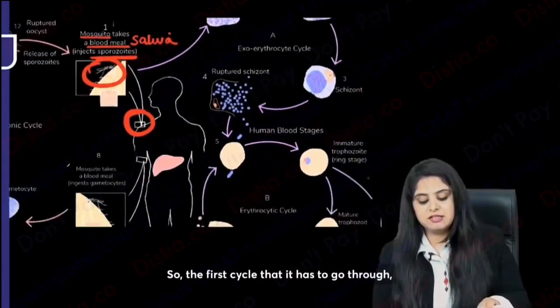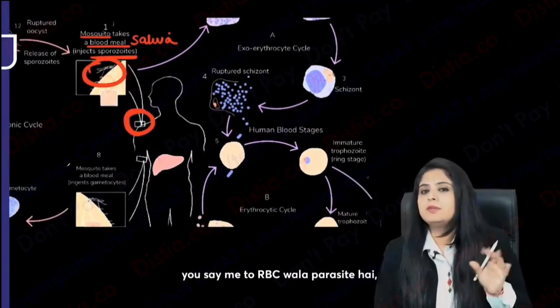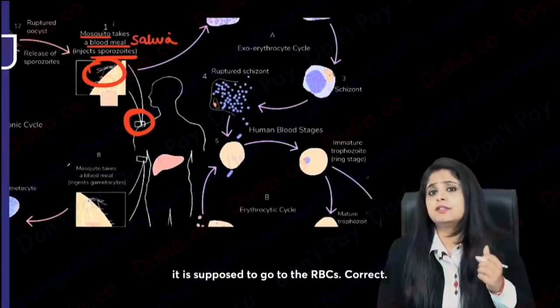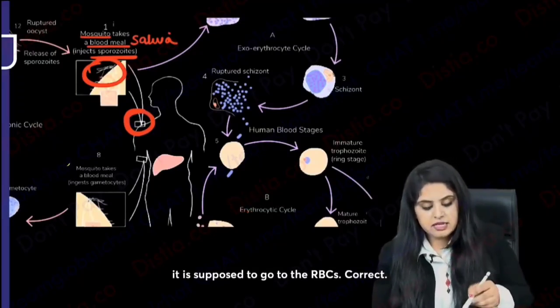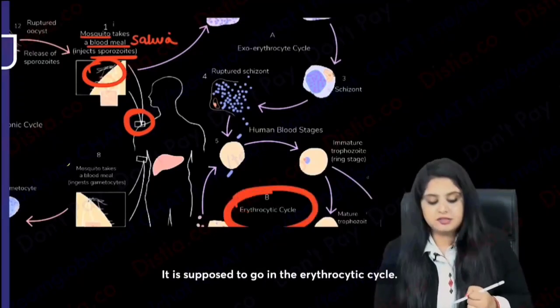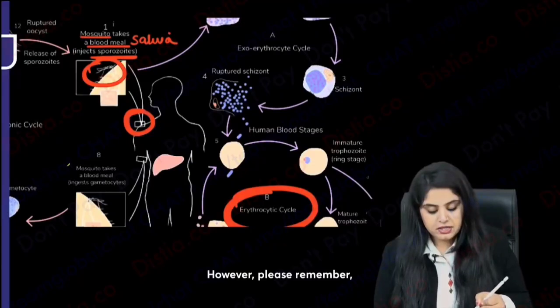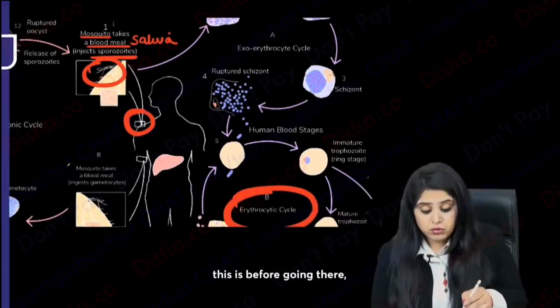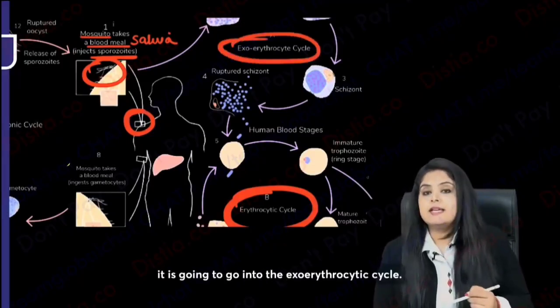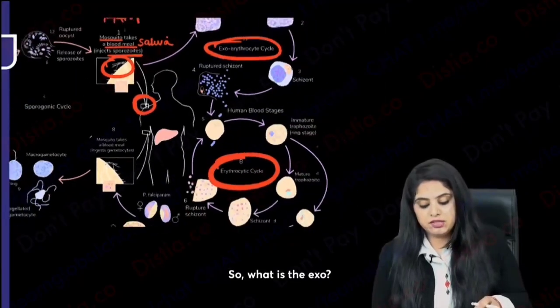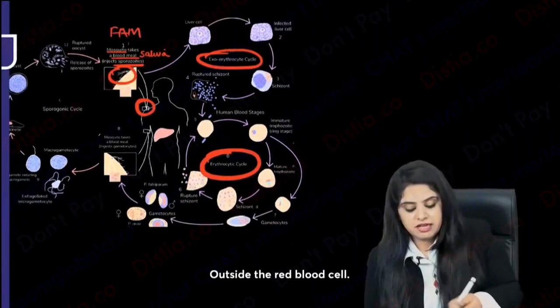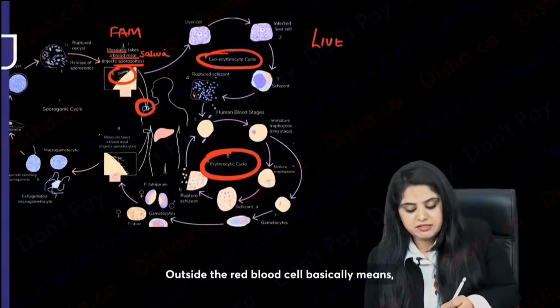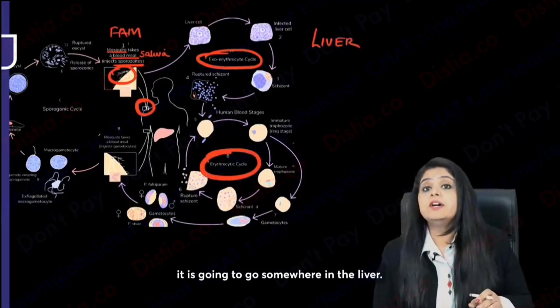So the first cycle that it has to go through, you will say, ma'am, ye to RBC wala parasite hai. It is supposed to go to the RBCs, correct? It is supposed to go in the erythrocytic cycle. However, please remember, before going there, it is going to go into the exoerythrocytic cycle. So what is the exo? Outside the red blood cell. Outside the red blood cell basically means it's going to go somewhere in the liver.